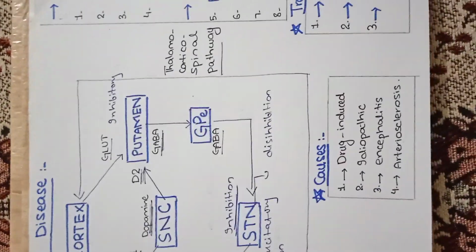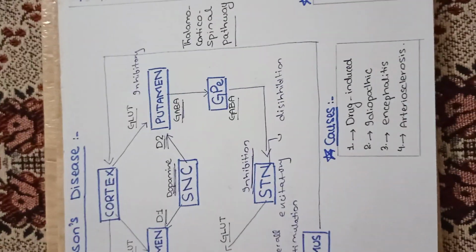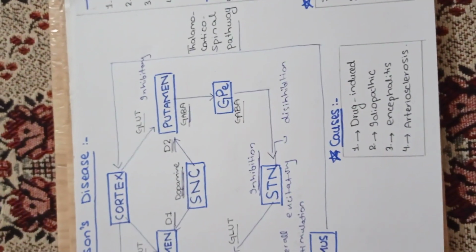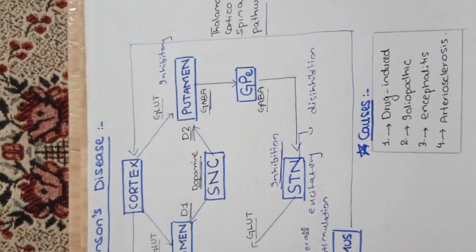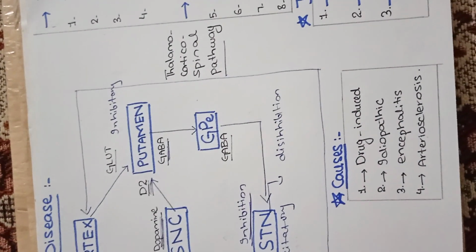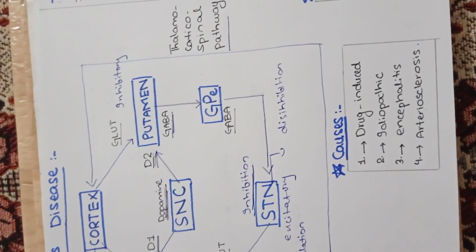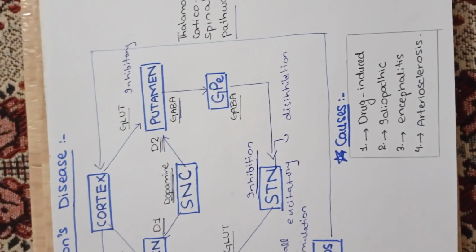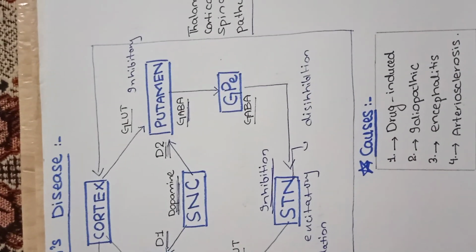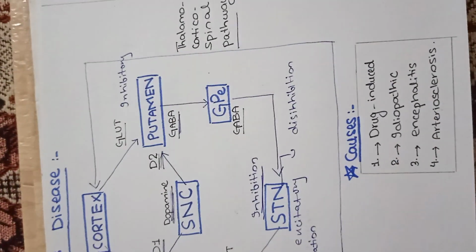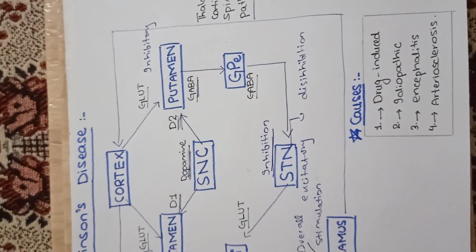Now come towards the causes. So what are the causes of Parkinson's disease? The main pathology is destruction or death of the dopaminergic neurons. So what causes that? It can be drug-induced, meaning it is due to some drugs the patient has been taking, such as the phenothiazine group of drugs, or antihypertensive drugs such as reserpine. It can also be due to viral infections of the brain like encephalitis or cerebral arteriosclerosis, or it can be idiopathic, that is, the cause is not known, or due to injury to the basal ganglia.